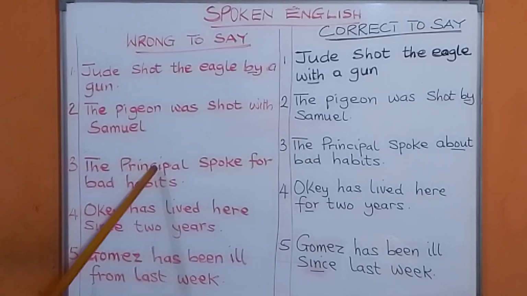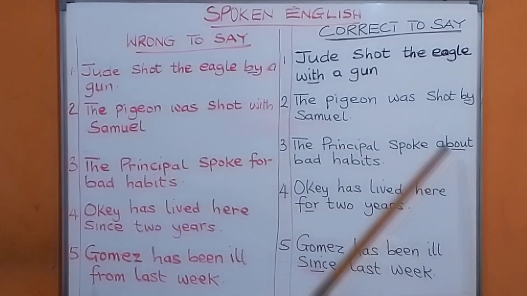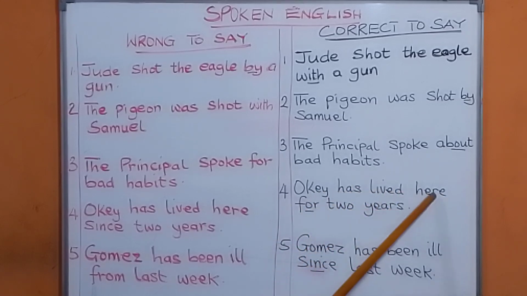Number 3, the principal spoke for bad habits. No, because it's bad habits. You say the principal spoke about bad habits. Number 4, Okay lived here since 2 years. Don't say that. Wrong to say. The correct way to say that is, Okay lived here for 2 years.